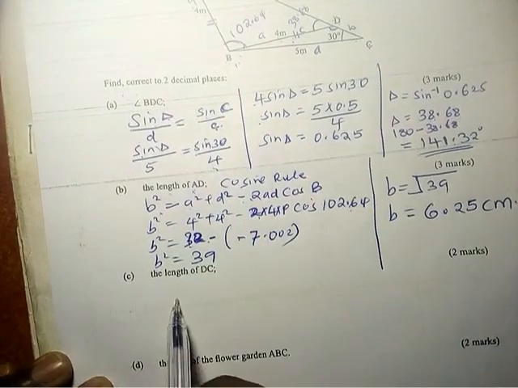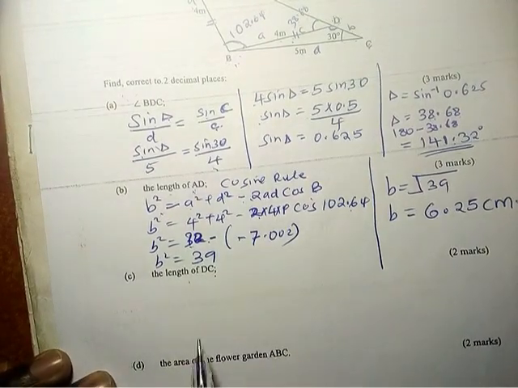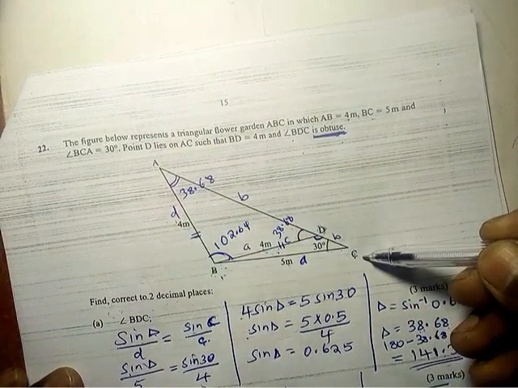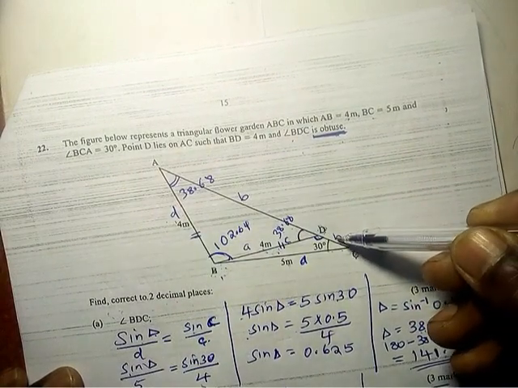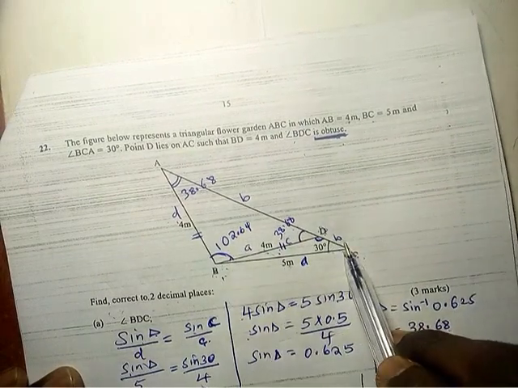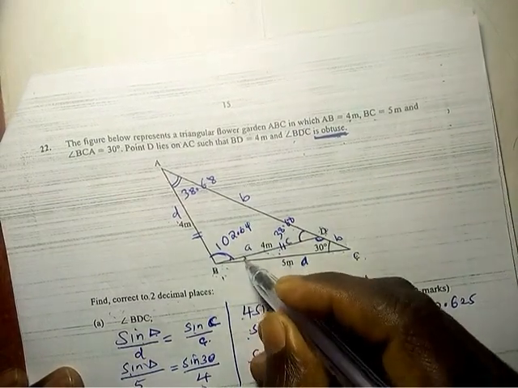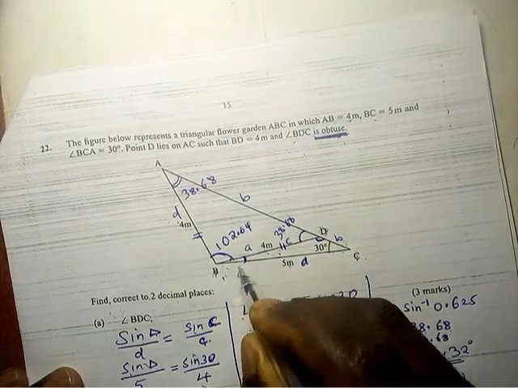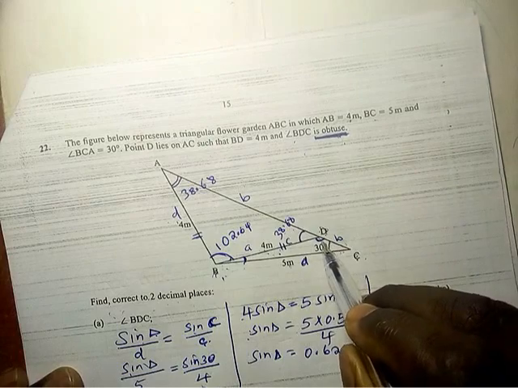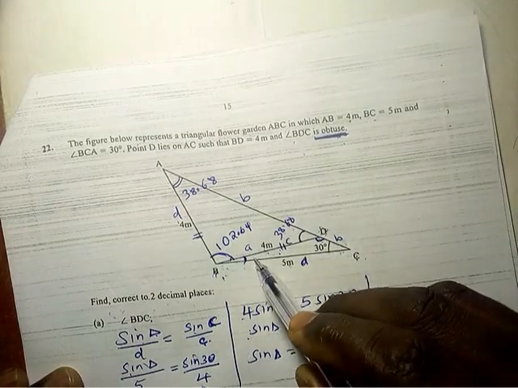Number C, calculate the length DC. Length DC. The length DC is DC. That is B. We are going to calculate B in this side. So for us to calculate this B, we must have this angle B here. This angle B for this triangle. How do we get that? We are going to add 30 plus 141. Then we subtract 180, we get here.